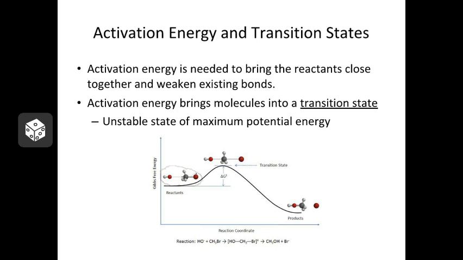So by adding energy to the system, we say that we bring these molecules into the transition state. The transition state is actually a fairly unstable state, but at this point, the molecules have the maximum potential energy. They have the most potential to react with one another. If they're moving with sufficient speed, they can hit together in the right orientation and react and produce the products.